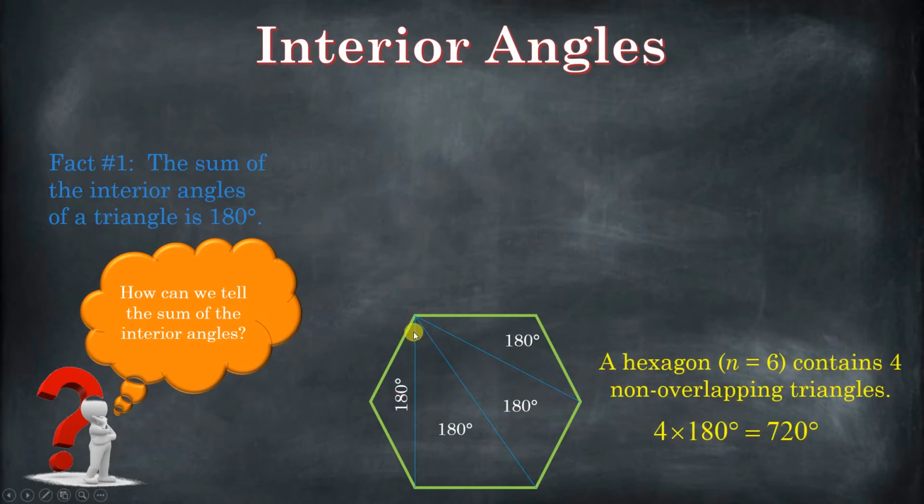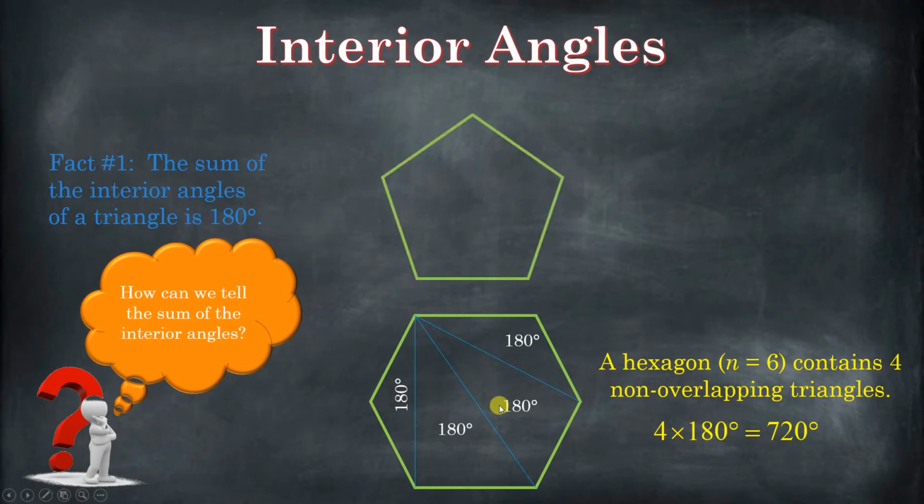I don't know exactly what this angle here is, or this angle, or this, or this. But I do know that the entire hexagon is broken into 4 triangles, and each of those triangles has 180 degrees. 180 times 4, 720. So all of the interior angles of this hexagon add up to 720.